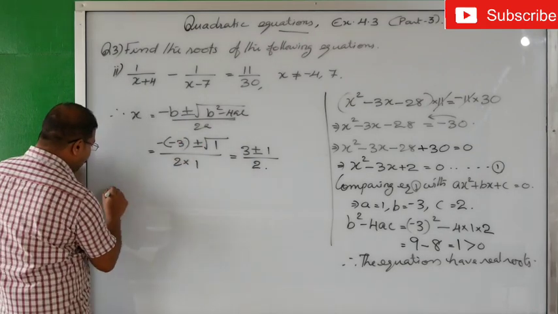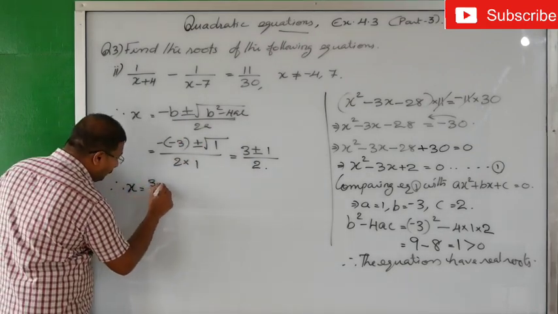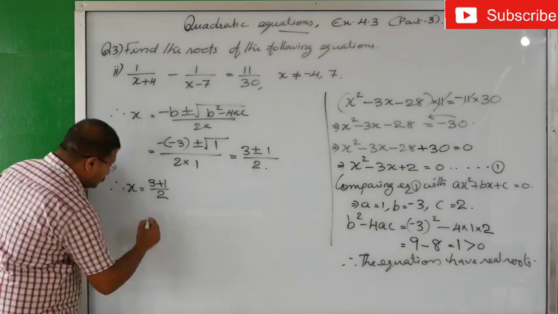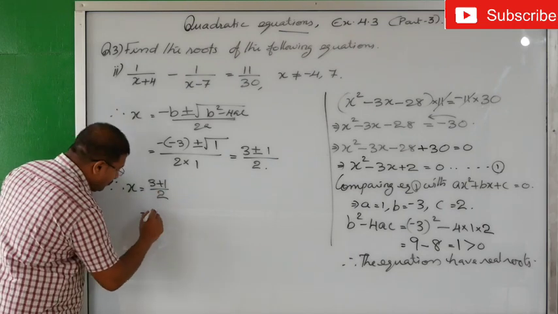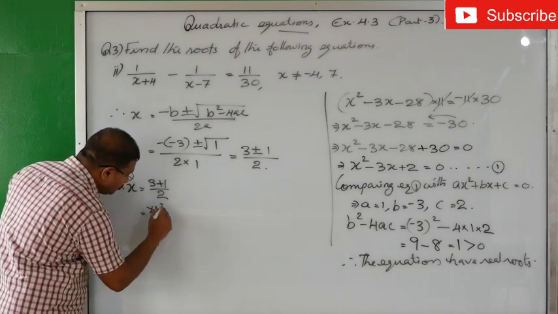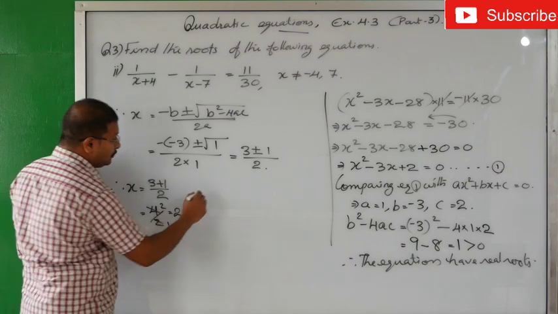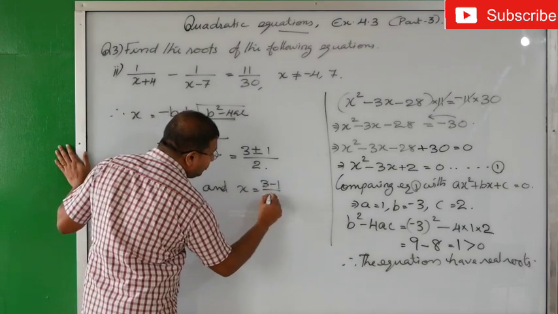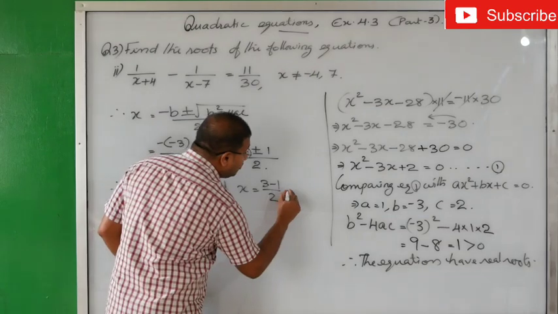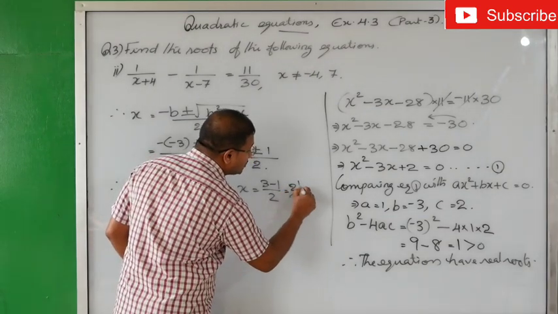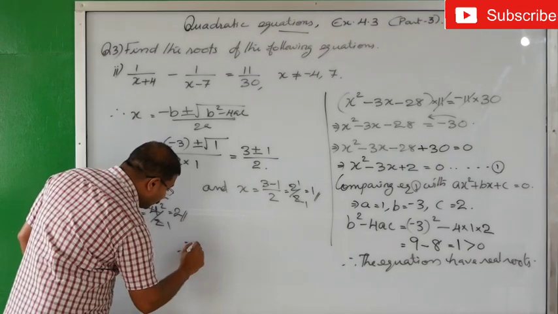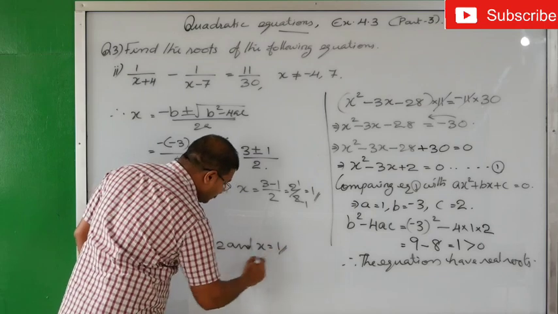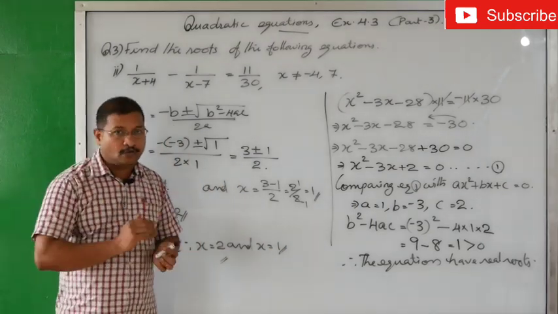So what will you write? Therefore, x equals 3 plus 1 by 2. Here I am separating plus and minus, isn't it? So this equals 3 plus 1, 4 by 2. 2 ones are 2, 2 twos are 4. That means x equals 2. And one more value we are getting: x equals 3 minus 1 by 2. 3 minus 1, 2. 2 by 2, 2 ones are 2. So the answer is 1. Therefore, x equals 2 and x equals 1. So these are the roots of the equation.